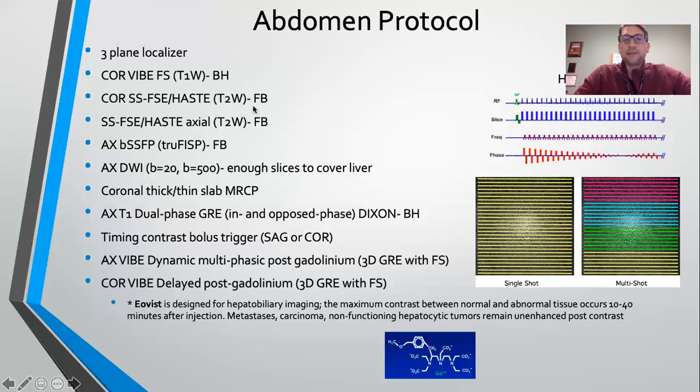So then that's a T2. That's a free breathing, so that's what FB stands for. And then you have your T2 axial based off of your T2 coronal. Your axial steady state free precession, or sometimes you'll see it as a true FISP. That's a T2, so it's a free breathing.